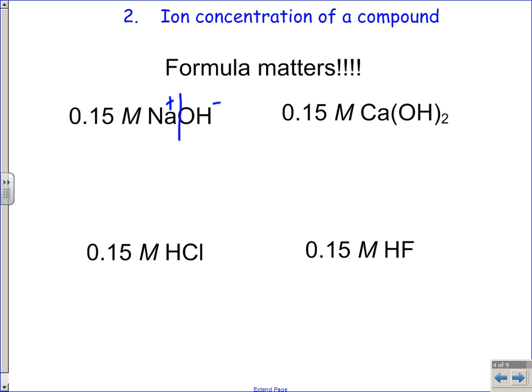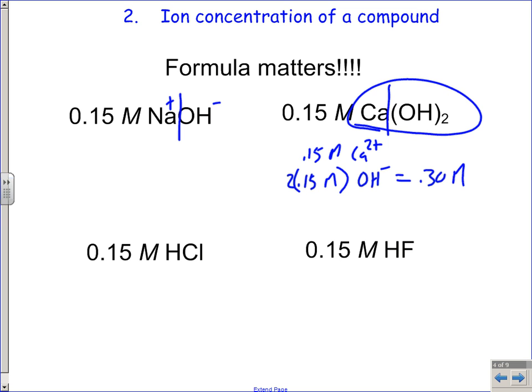But in this strong base over here, which also dissociates 100%, when you split this into its ions, you're going to get 0.15 molar with respect to the calcium ions. But remember, when one of these formulas breaks apart, you double your hydroxide. So you would get 2 times 0.15 molar when we're dealing with our hydroxide ion concentration. So that's going to equal 0.30 molar. Be very, very careful of that. In particular, our strong bases.